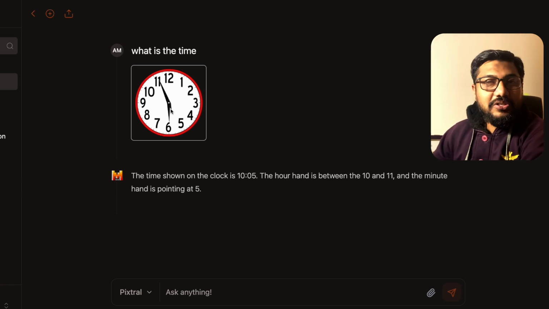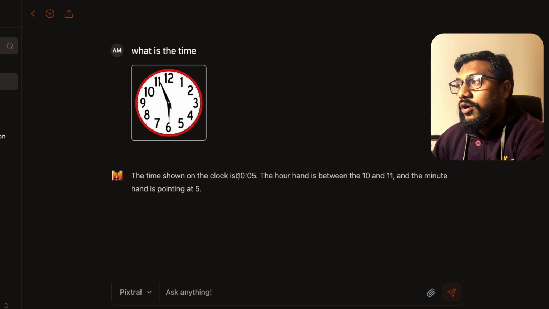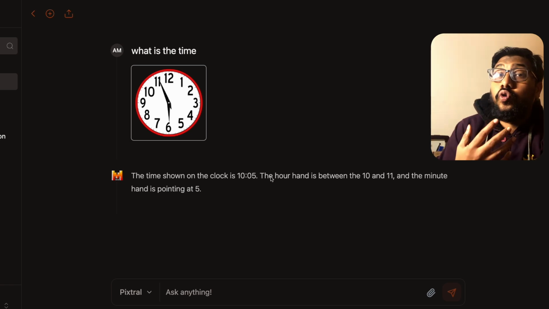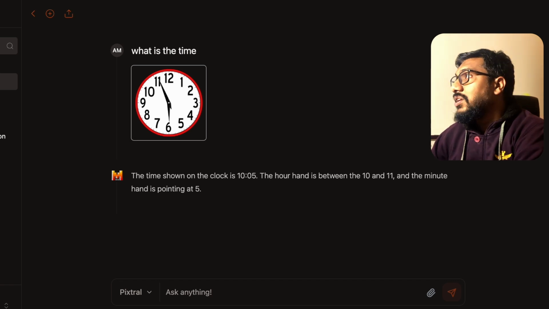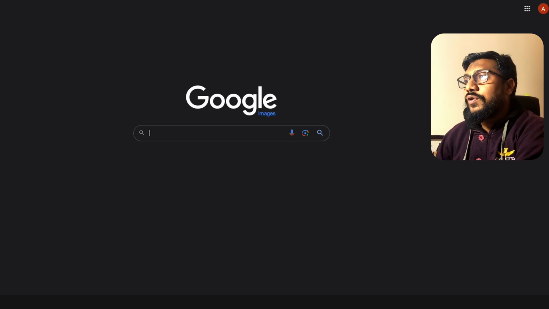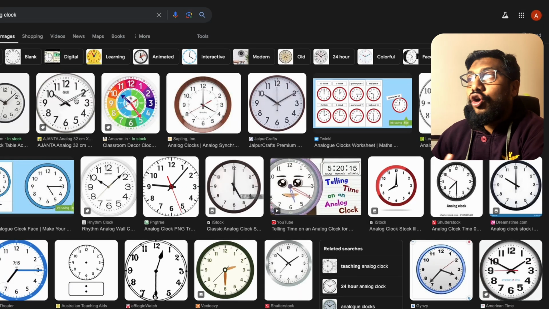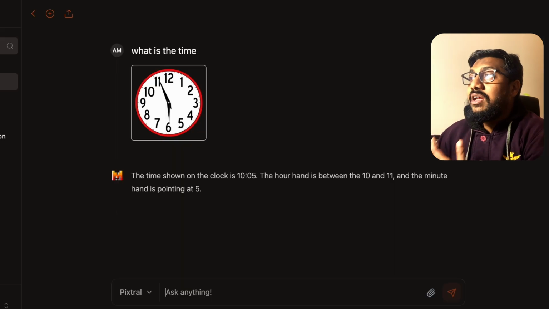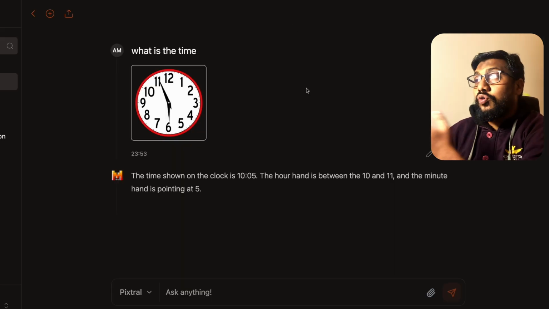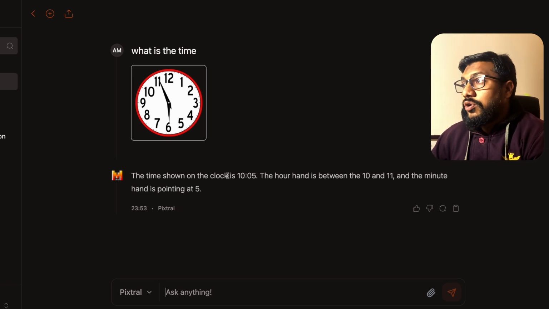Okay, so the answer to this question is 5:55. So this is the time, 5:55. And Pixtral says the time shown on the clock is 10:05. See, this could be one of the reasons for the high bias in the training data. If you go to Google Images and literally search for analog clock, one of the things you would immediately notice is a lot of clocks set to 10:10 and 10:05. So this could be a bias in the training data that could have led to this understanding. But anyways, the time shown on the clock is 10:05.